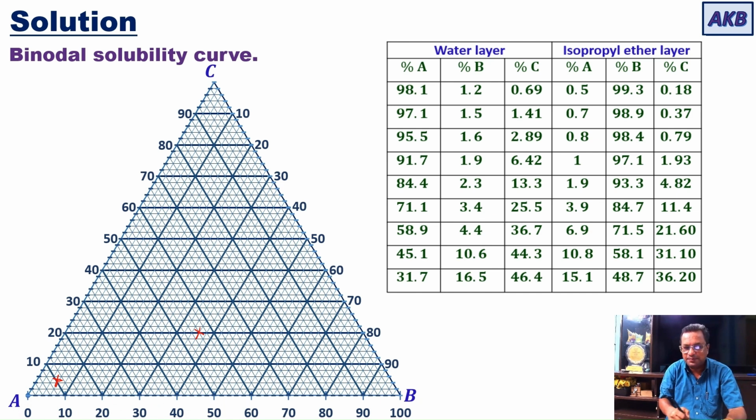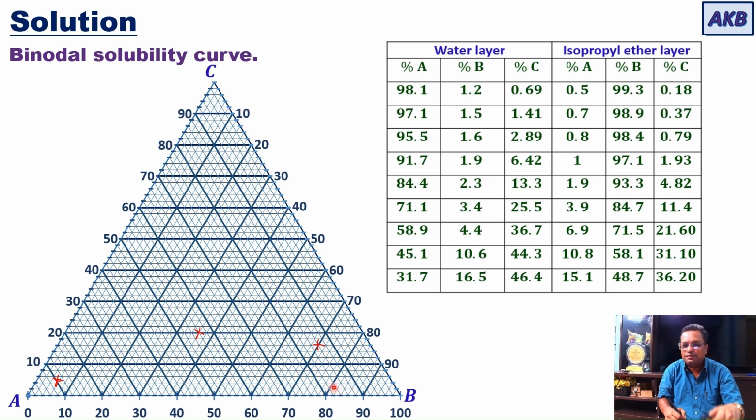And for B, we have to consider these lines. So for example, if I consider a point on the 70% line, this point, or any point on this line, it will be giving the percentage of B in the mixture. So at this point or any point on this line, it will be containing 70% of B in the mixture of A, B and C.